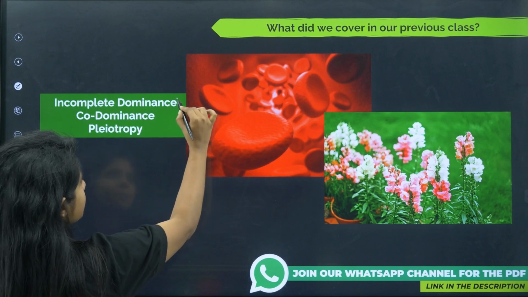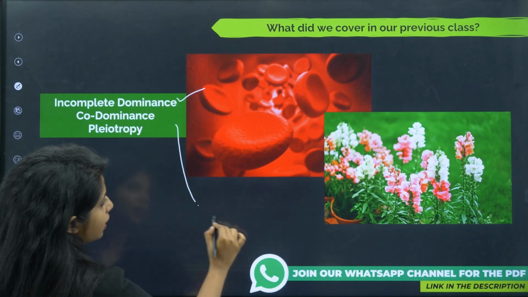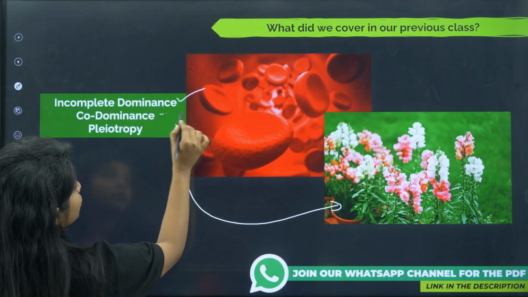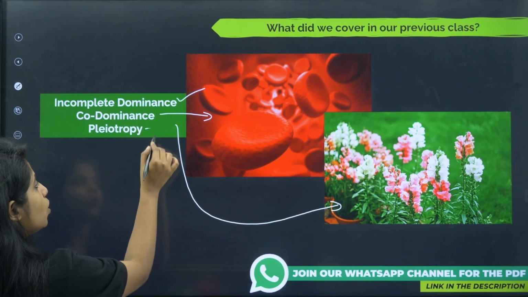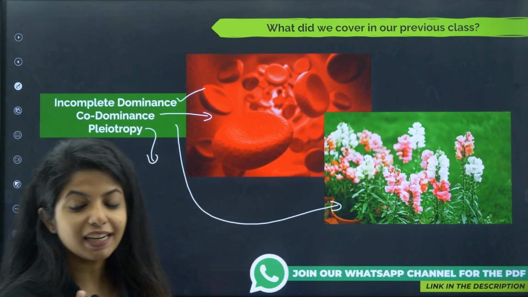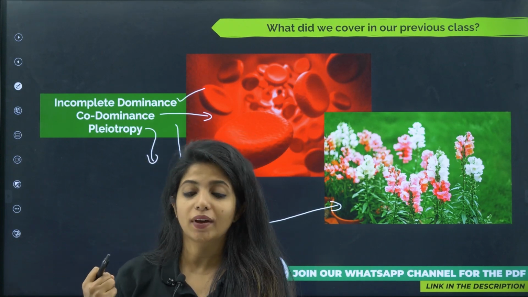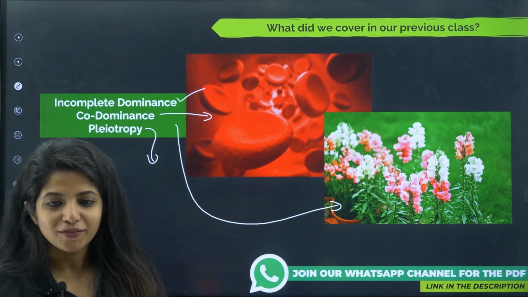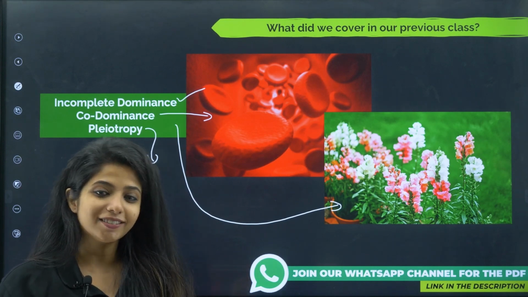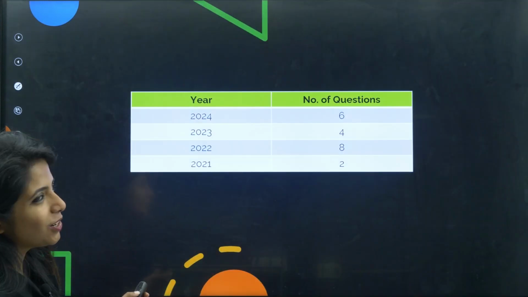So yes. Now what did we cover in the previous session, children? We spoke about incomplete dominance that was shown by Snapdragon. Then we spoke about codominance, which was shown by our blood groups, and then pleiotropy, which was about the seed shape as well as the starch synthesis in the case of pea plants. Okay, we saw all these things, we solved certain questions as well, and I gave you one homework.